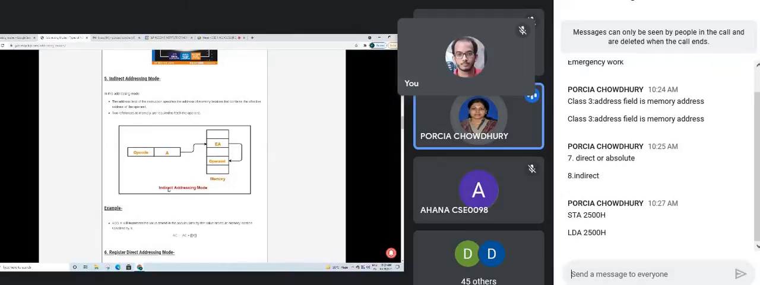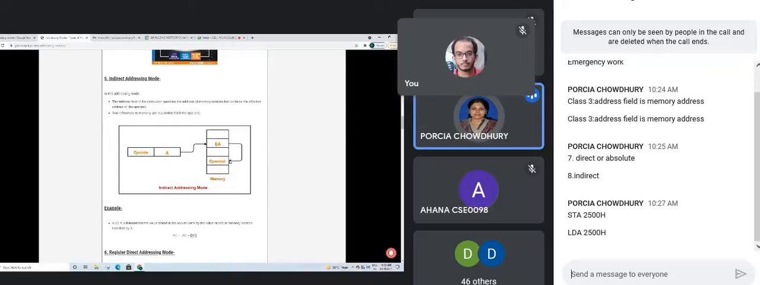Previously, in case of direct addressing mode, this location itself contains the operand. But over here, in case of indirect addressing mode, this location will contain one more address. You have to go to that address to fetch the operand. So how many memory references do we need? One and then two.